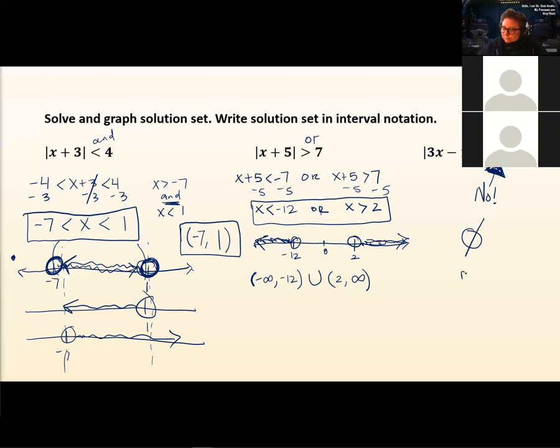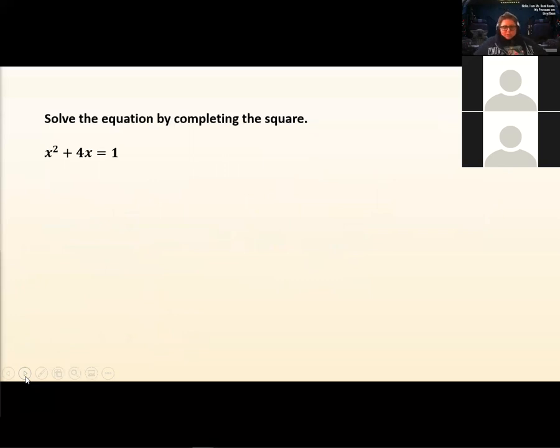DNE. Good job, guys. Any questions on these? Okay. All right, let's move on to completing the square.